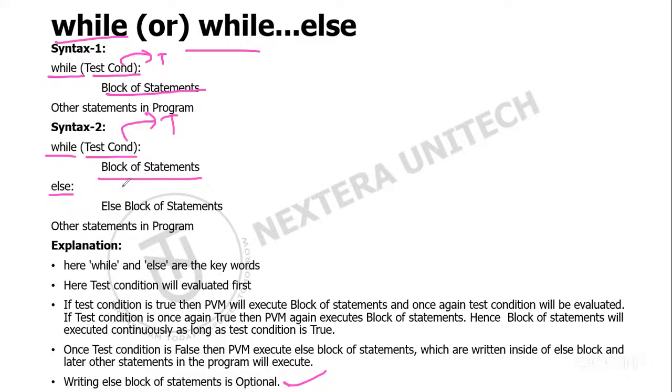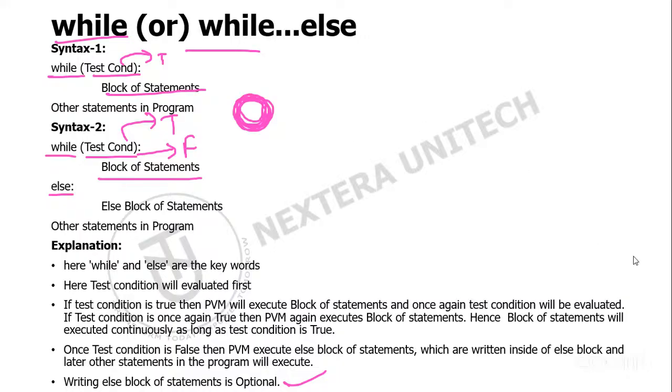It keeps on executing till the test condition returns false. Till the condition returns false, the block of statements keeps on executing. So what are you doing in short? You're executing the loop, repeating the same task again and again till this condition becomes false. Making sense?